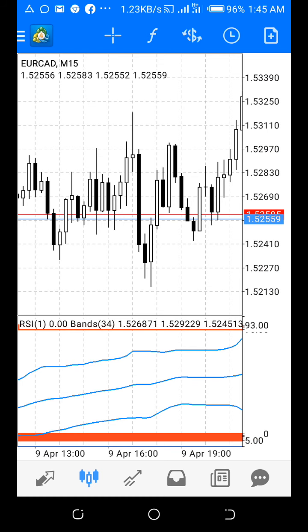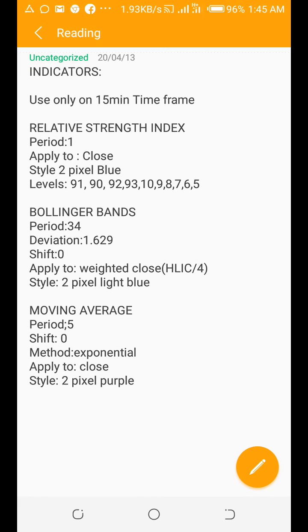And then okay, let's go to the next indicator. The next indicator is moving average. Here we have 5, we have 0, and then we have exponential, we have close, apply to close, and then style we have 2 pixel, purple.